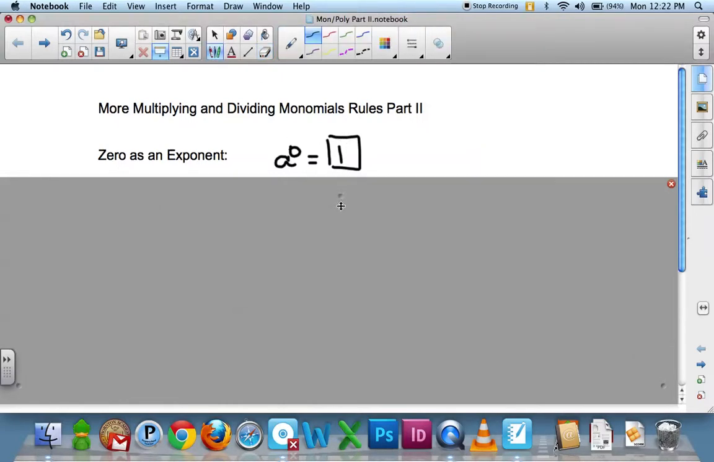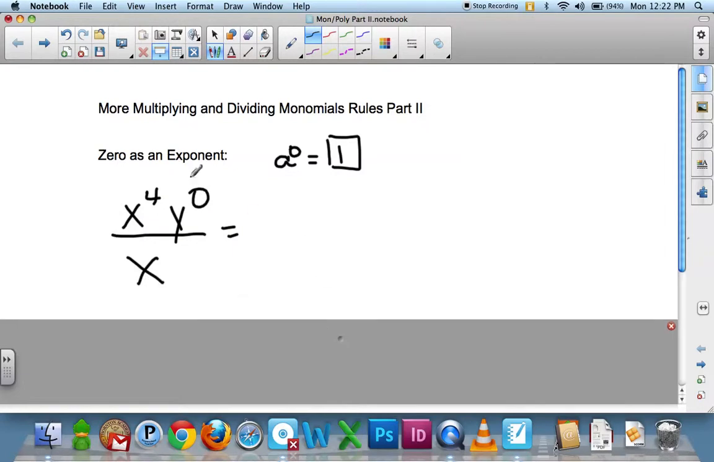So I would like to look at an example. So here I've got x to the 4th power times y to the 0 power, all divided by x. So the first thing that you have to look at is this exponent for the y raised to the 0 power. That just becomes 1 because that is our rule. So when we rewrite this, what we have is x to the 4th times 1 all divided by x.